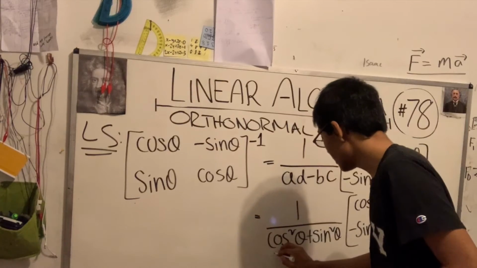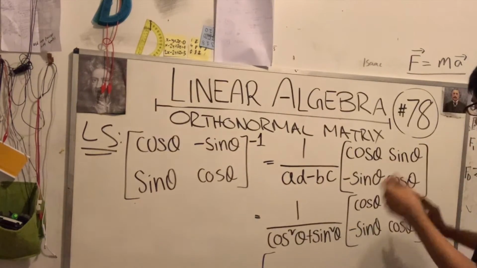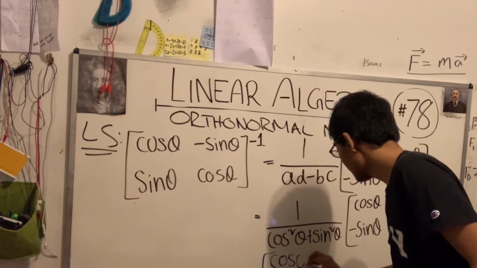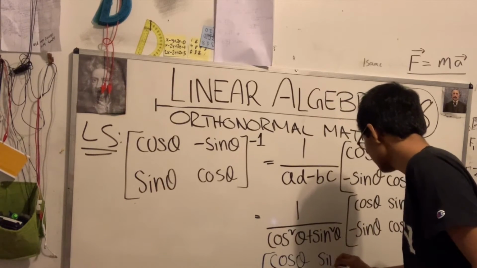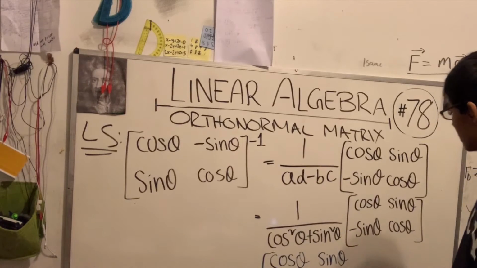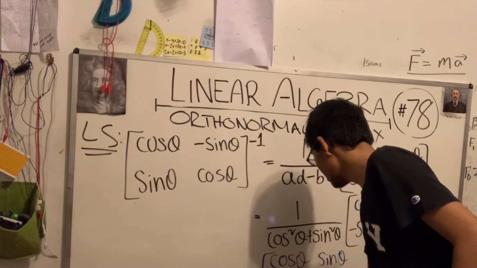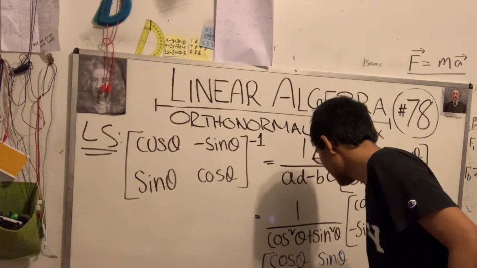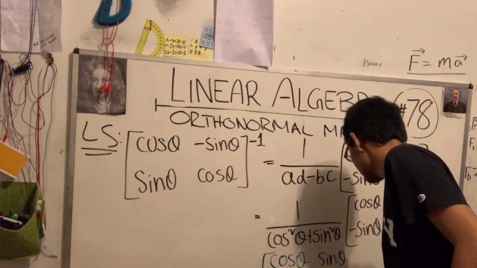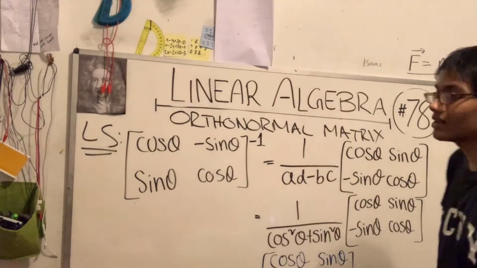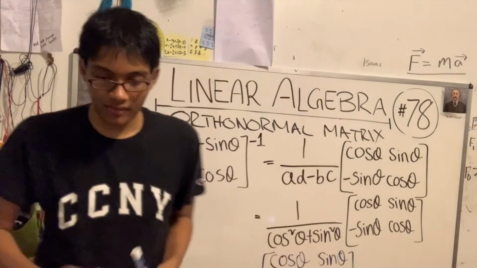And so the inverse of my rotational matrix is just going to end up being cosine theta, sine theta, across the horizontal, across the row, and across the second row I'll have negative sine theta, cosine theta. Okay, good. So that right there is the inverse of my rotational matrix.